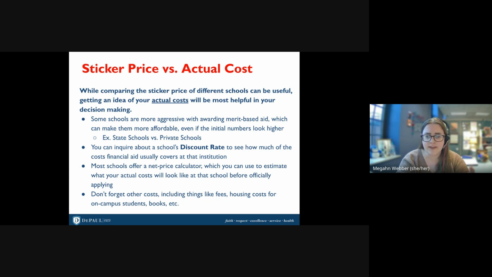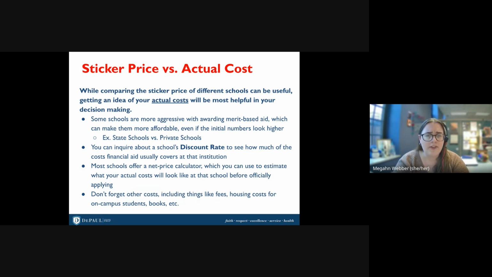Some things to keep in mind when thinking about sticker price versus actual cost: schools award financial aid differently. If you just look online and compare two schools' tuition pricing, one school might look obviously way more expensive than the other. But what you might not be seeing is that the school that looks more expensive also offers financial aid very aggressively. So it might turn out that that school is a little bit cheaper than the other school, depending on what kind of aid you could be eligible for and what those actual costs look like.